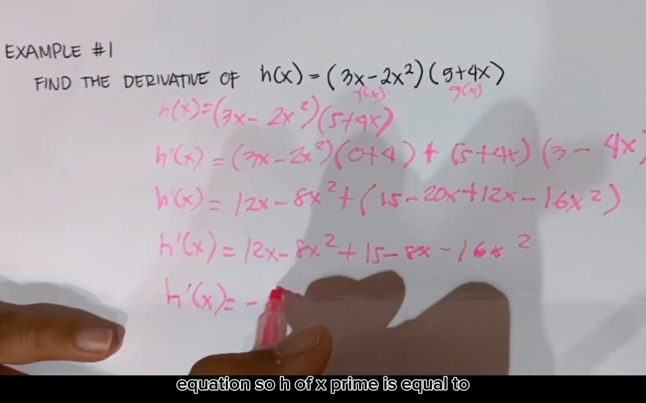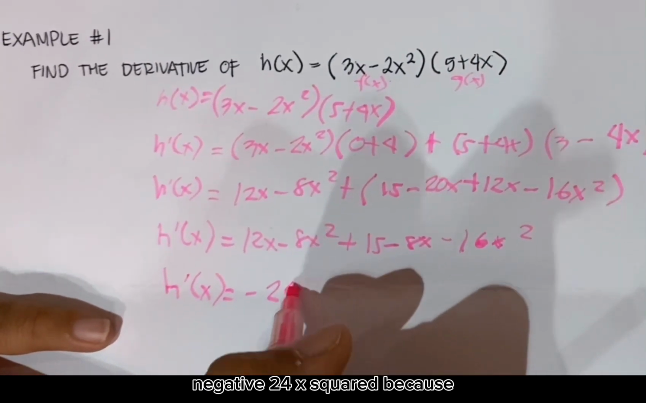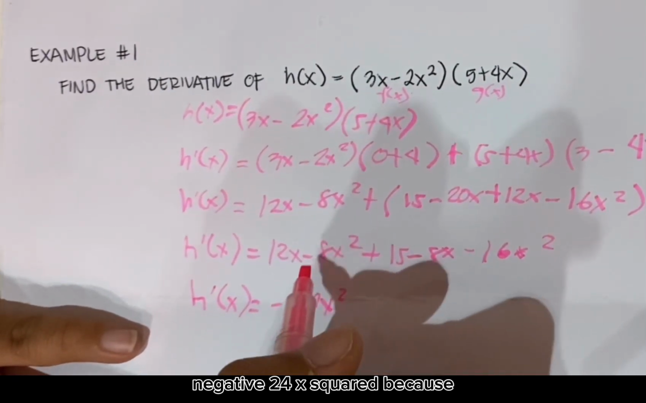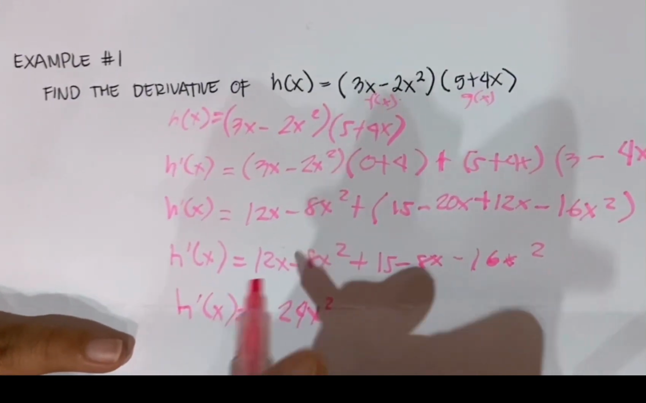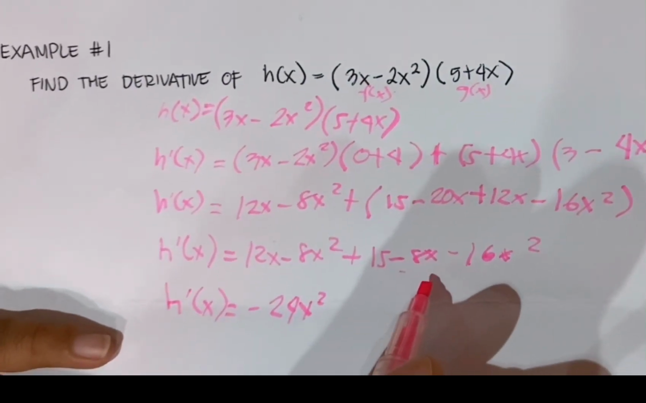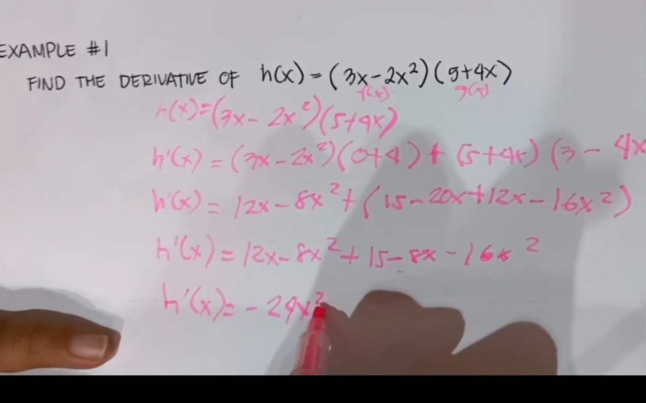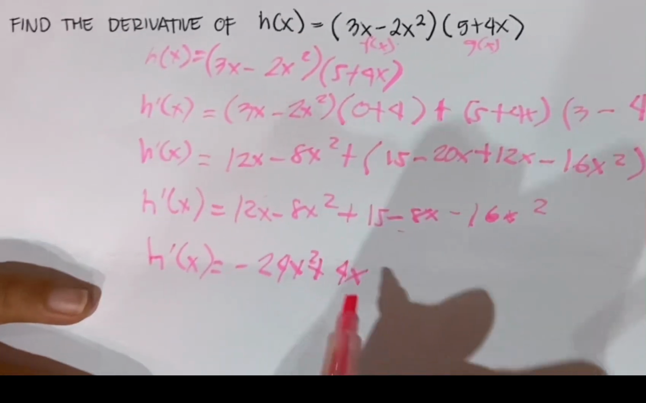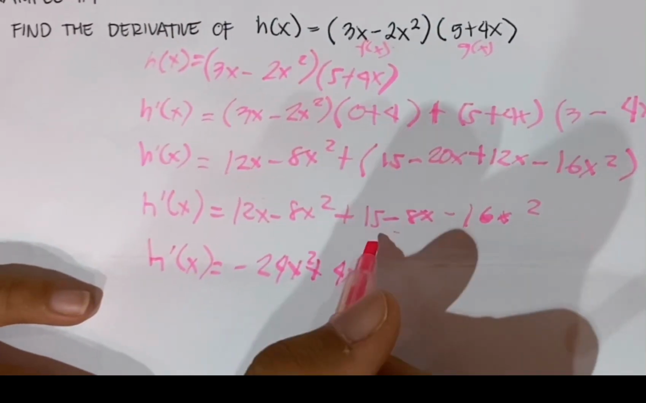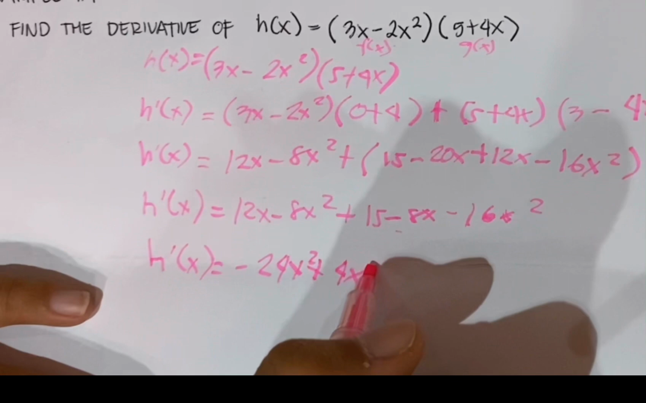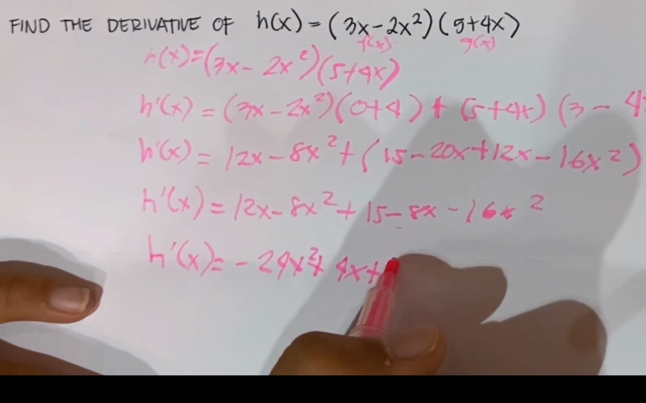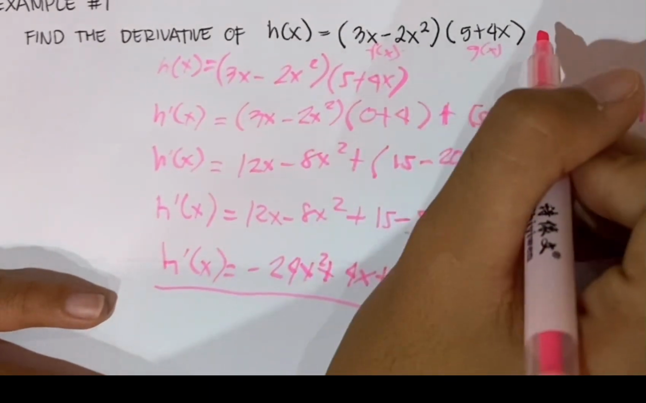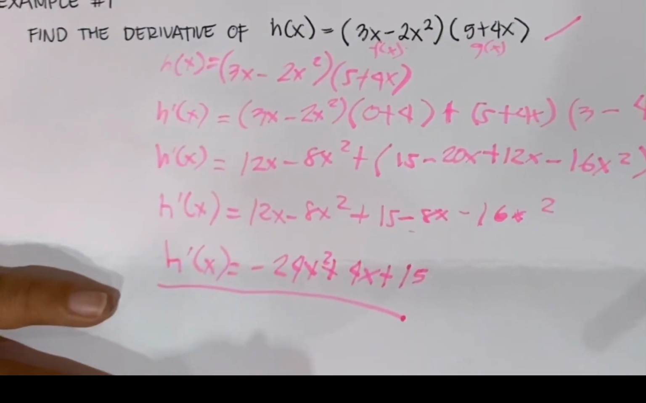So h of x prime is equal to negative 24x squared because we add the negative 8x squared and negative 16x squared. Next one is the 12x and the negative 8x. So it is equal to 4x. And the last one is the 15, since it has no same terms. So h of x prime is equal to negative 24x squared plus 4x plus 15.